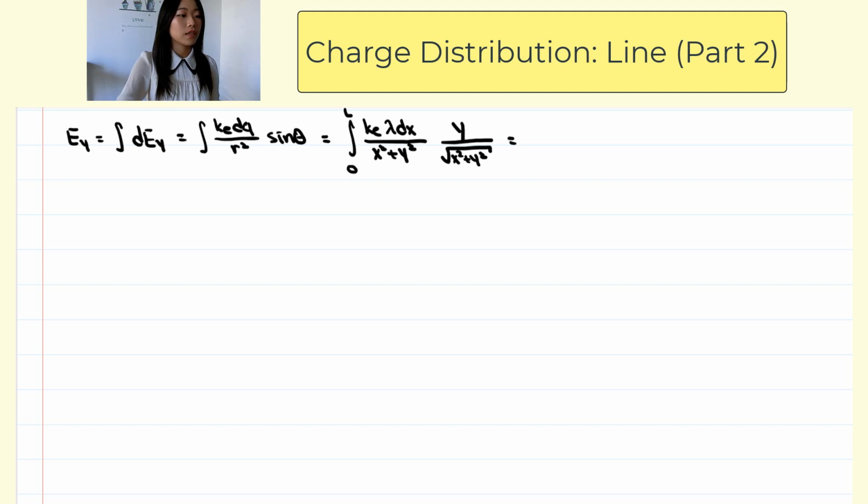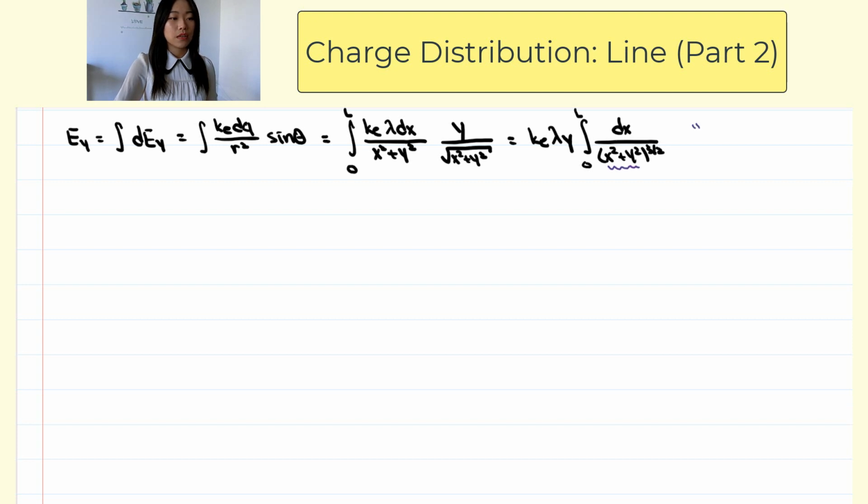We pull out the constants. We have Coulomb's constant, lambda, and y. Y is the vertical distance to the point, so it is also a constant for this integral. Then times the integral of dx divided by x squared plus y squared to the power of 3 over 2, from 0 to L. Now we cannot use u-substitution since in the numerator we don't have the x. Do you remember from calculus 2 how we compute this type of integral? You can note that here we have x squared plus y squared, which is the x squared plus a squared form.